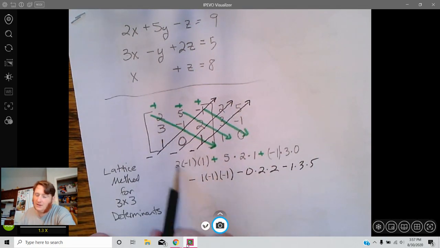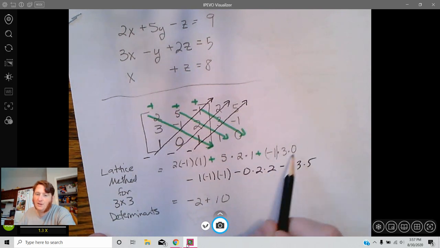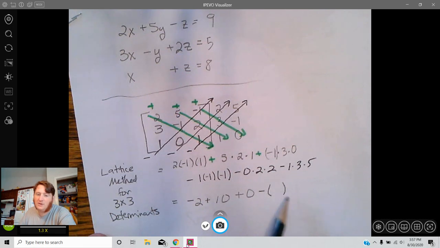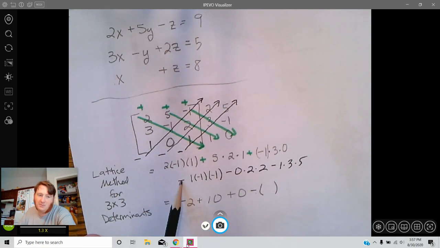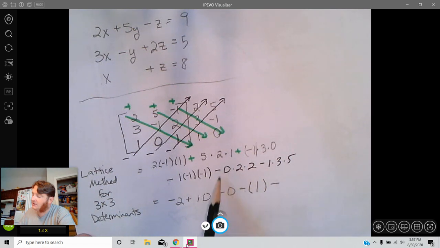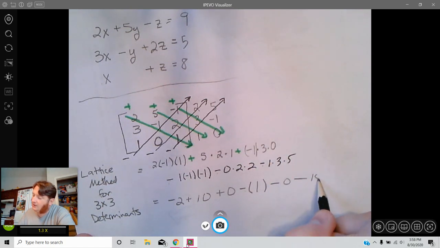This multiplication works out to -2. This multiplication works out to 10. This multiplication, because there's a 0 in it, would be 0. I'm going to go ahead and write minus and then put the number in parentheses. So this minus is the minus from it being an up diagonal. This multiplication works out to 1. Minus this multiplication works out to 0. So this minus is there, but the multiplication results in the 0. Minus from the fact that it was an up diagonal, but then 1 times 3 times 5 is 15.